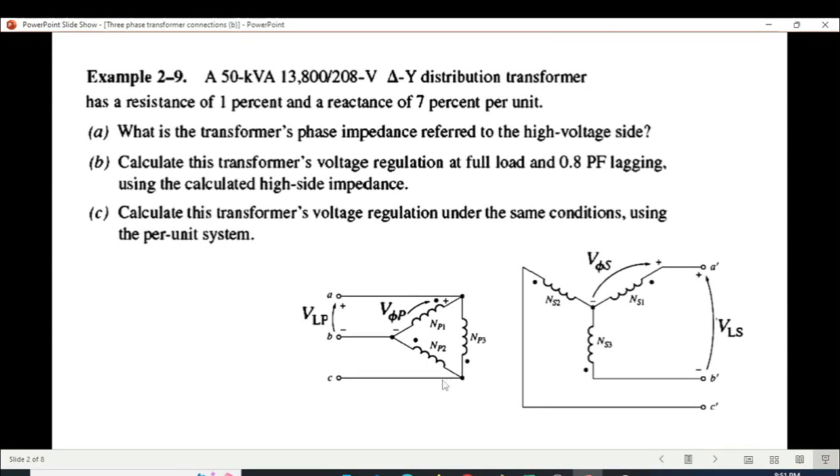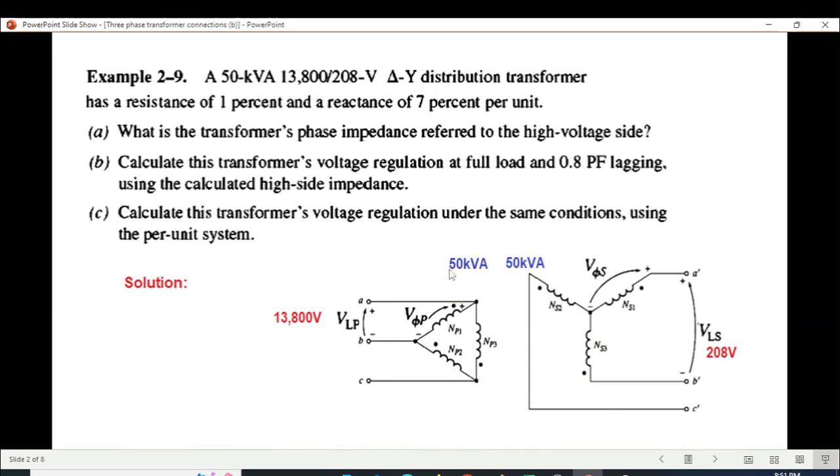So the delta-Y distribution transformer, as we know, will look like this. This is the primary side delta, and the secondary side is the Y connection. This is a line voltage, and this is a phase voltage. And similarly here, this is line voltage, and this is phase voltage of the secondary. So if we incorporate these values, it will be like this.